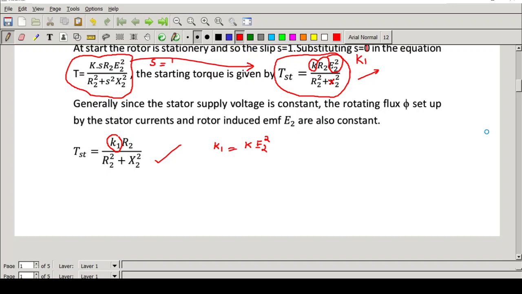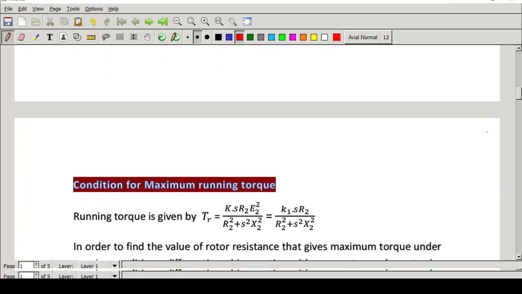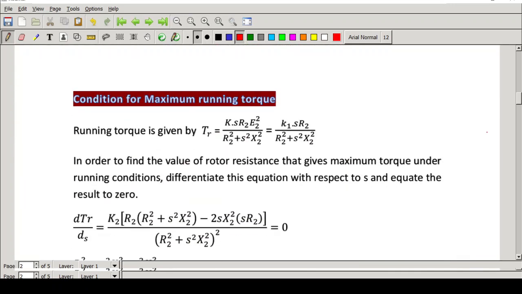Now moving further, we will see the condition for maximum running torque. That is, under what condition maximum torque can be obtained in the case of a 3-phase induction motor. So that also we will start from the same equation for the running torque. Running torque is represented as TR. This is the expression, K into S into R2 E2 squared, and again as I told you, we will take K and E2 squared as a constant K1, so we get this simplified expression.